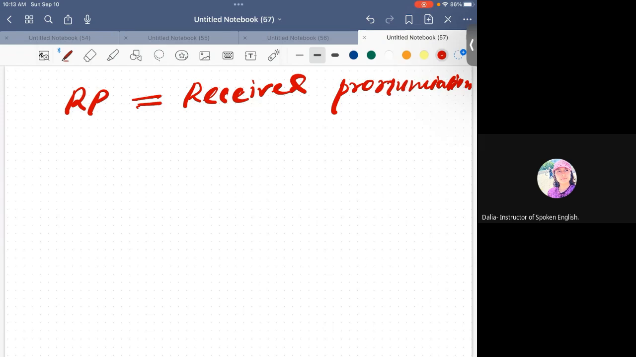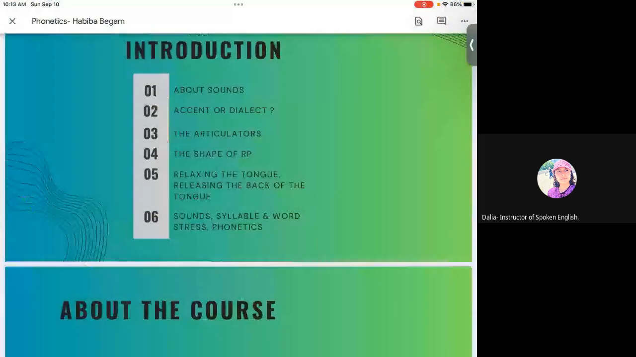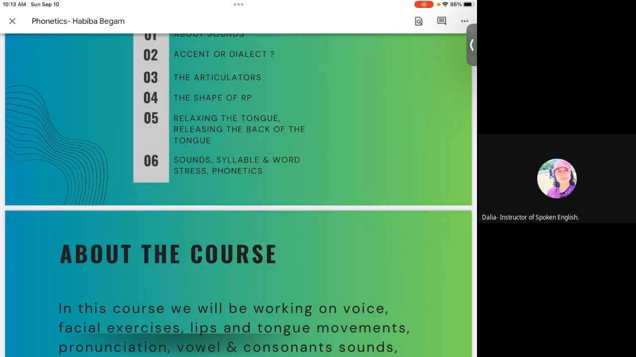What is neutral accent? I'll get back to all of your answers at the last moment, because I have to first finish the slide. So the next part is relaxing the tongue, releasing the back of the tongue. The most important thing whenever you are communicating with someone is working on your tongue, the top of the tongue and the back of the tongue. What is the meaning of top of the tongue? What is the meaning of back of the tongue? Any idea?